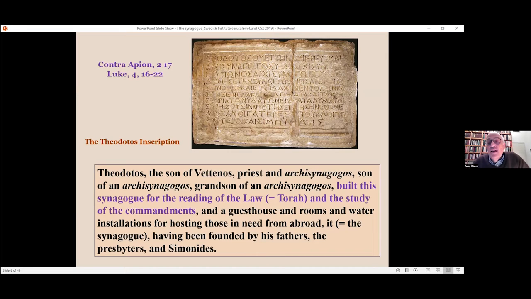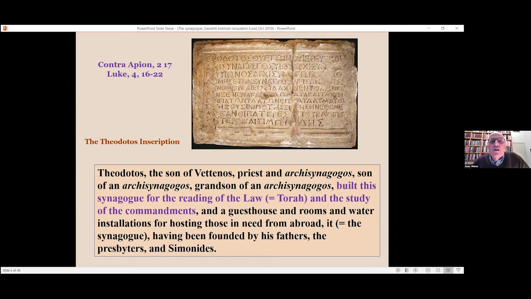But now come the main purpose of the inscription. He built this synagogue for the reading of the law, the Torah, and the study of the commandments, and the guest house and rooms and water installations, for hosting those who need it from abroad, etc. So here at the beginning, he really indicated the purpose of those synagogues. They were not aimed for praying. They definitely were not aimed for sacrifices, but they aimed for reading of the law and study of the commandments.